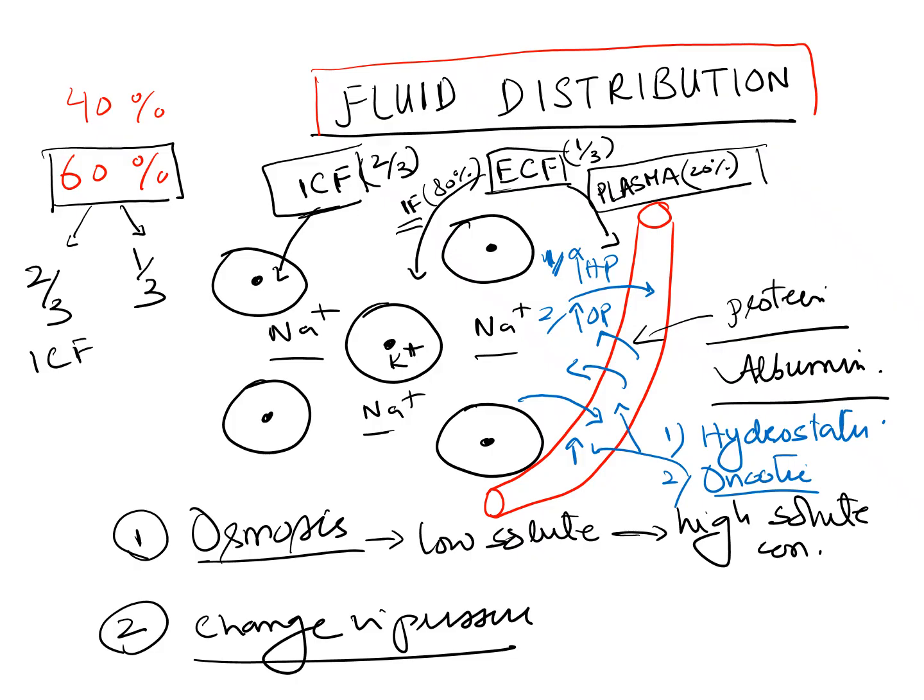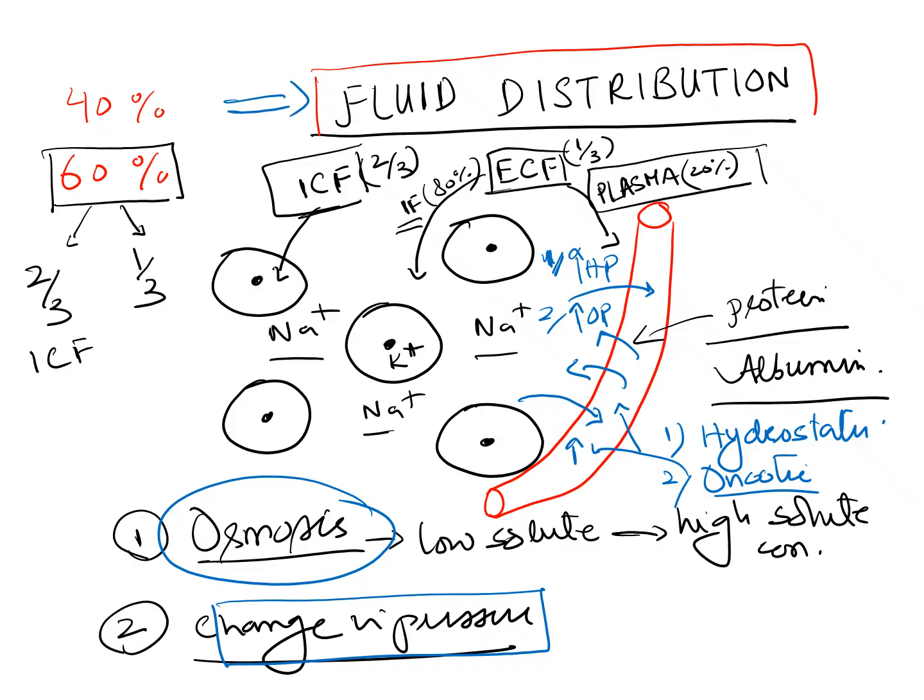So once we understand osmosis and change in pressure, we will understand how the fluid will move across the membrane and affect the fluid distribution. There is a lot of clinical importance of fluid distribution in the body, because if we understand this whole thing, it will help us understand what is going on clinically with our patient, and it will also help us to treat our patient in different situations.